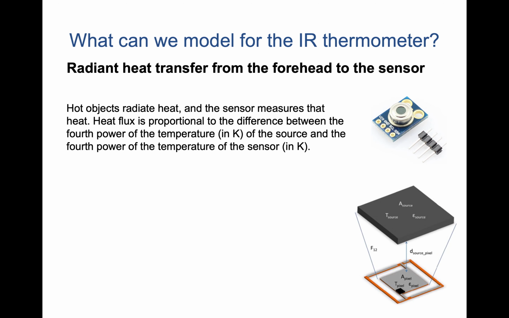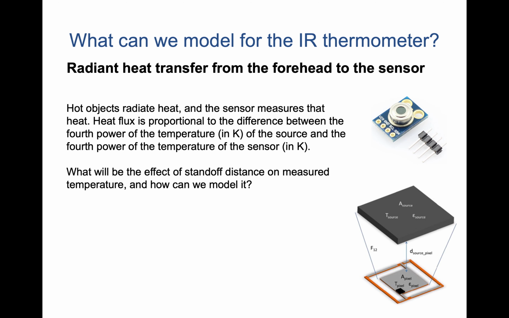We'll start by stating what we know. Hot objects radiate heat, and the sensor measures that heat. We know that heat flux is proportional to the difference between the fourth power of temperature of the source and the fourth power of temperature of the sensor. Maybe you didn't know that, but you know it now. What will be the effect of standoff distance on measured temperature, and how can we model it? Well, the first thing to do is to decide what do we know and what can we assume.